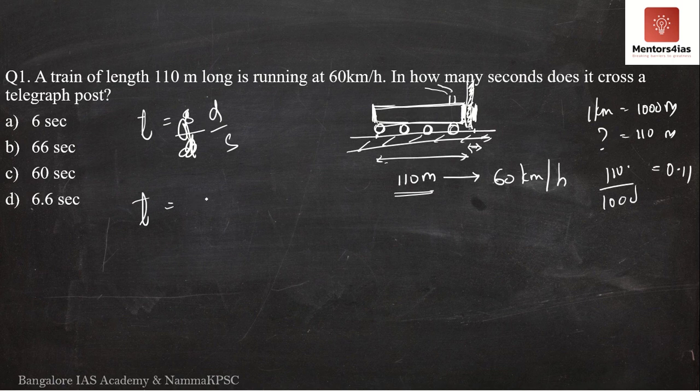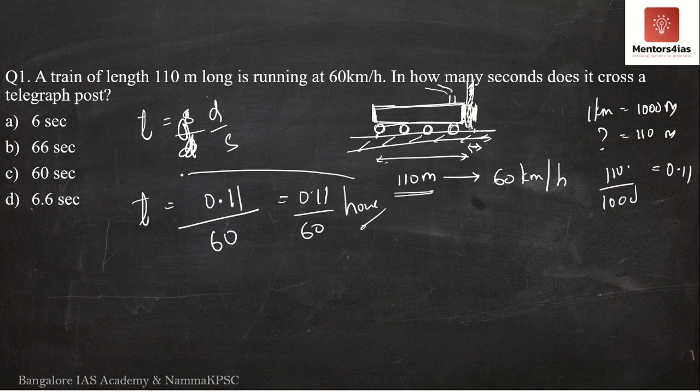So time taken is nothing but 0.11 divided by the speed of the train, which is 60 kilometers per hour. Therefore, the time taken is 0.11 divided by 60 hours. Now look at the options over here. The options are in terms of seconds, so we have to convert hours into seconds. We know that 1 hour is equal to 60 minutes, which is equal to 3600 seconds.